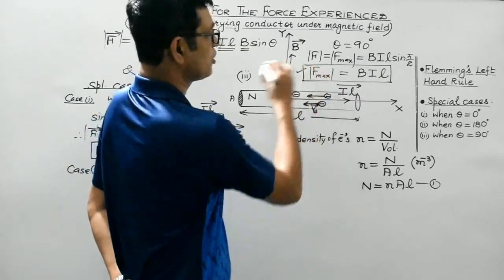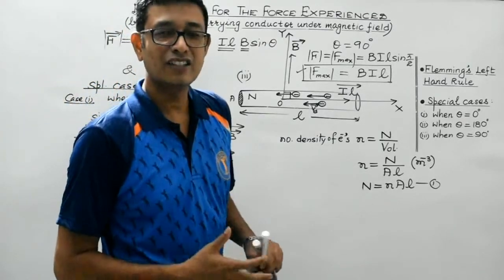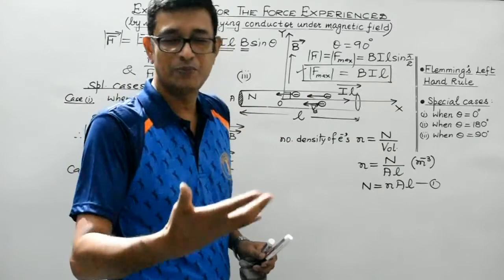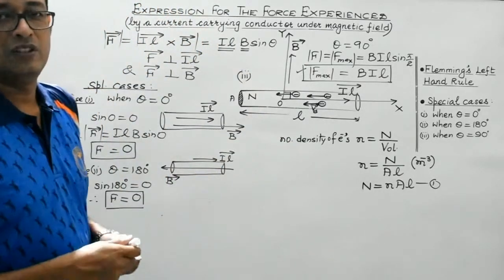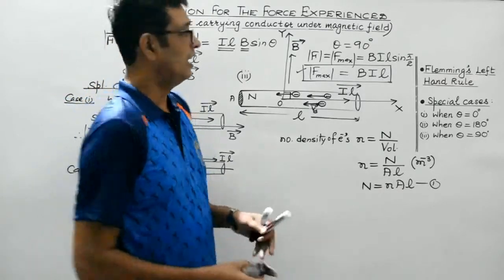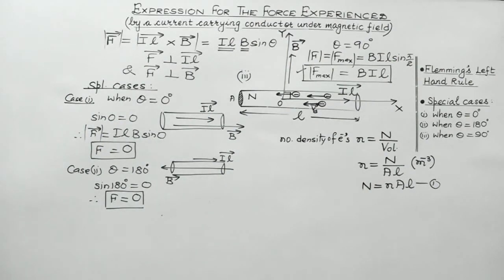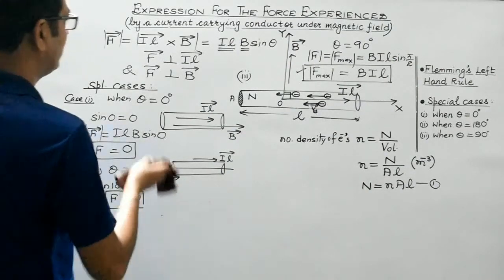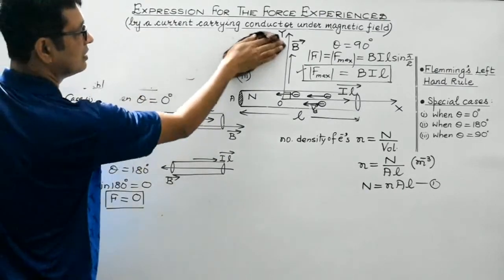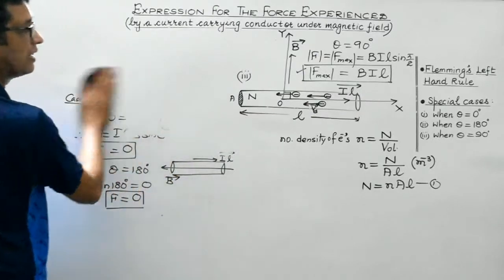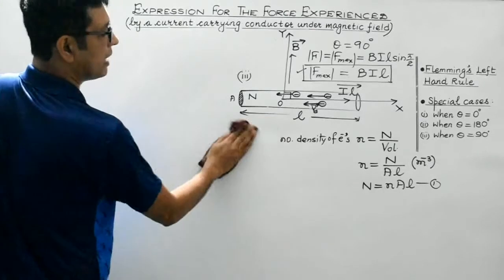So this is the expression for the maximum magnetic force which a current carrying conductor under the influence of magnetic field can experience. Now students, this was regarding the magnitude. Now regarding its direction, that is given by Fleming's left hand rule. So students, Fleming's left hand rule. This is a rule which is used to determine the direction of the magnetic force experienced by a current carrying conductor under the influence of magnetic field.